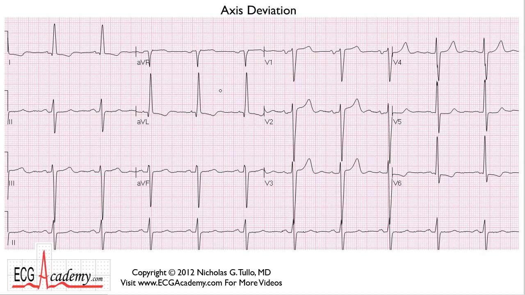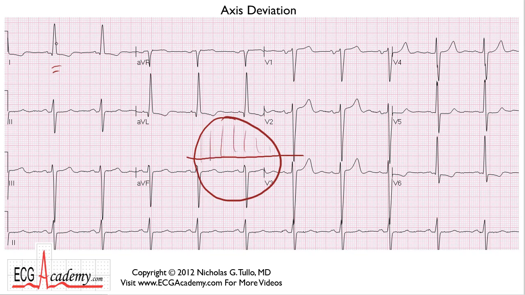It's a little bit easier. AVR is clearly negative, so it's not going to be quite as bizarre. But you see lead 1 is positive, but AVF is negative, so it's not in the normal quadrant. As 2, 3, and AVF are negative, that places it in the top half of the circle, and lead 1 being positive puts it into this quadrant.